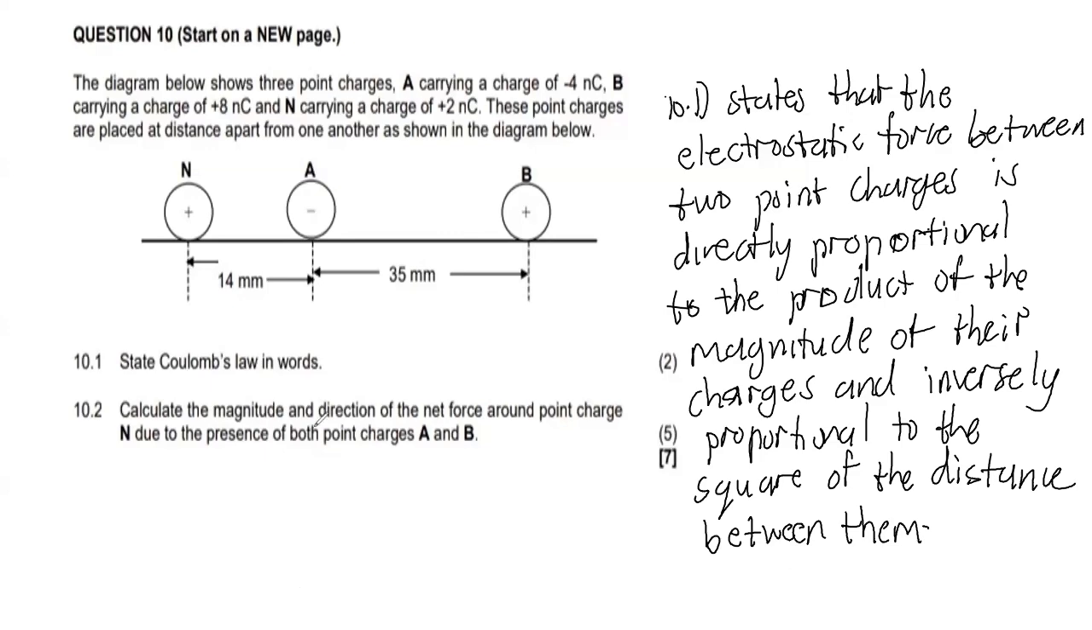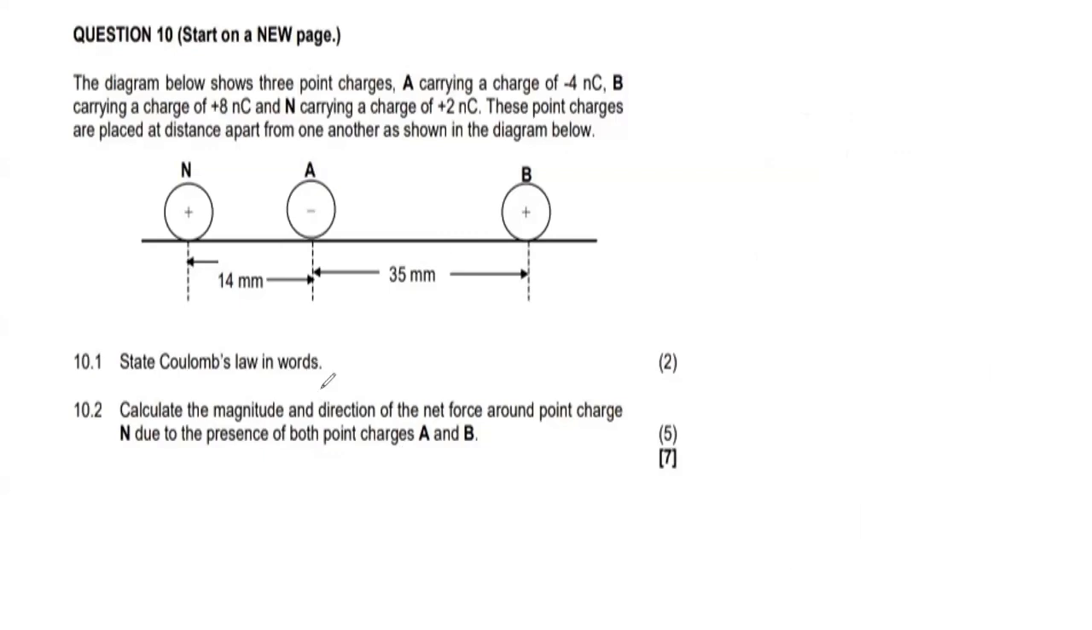Now, we have 10.2. It says, calculate the magnitude and direction of the net force around point charge N due to the presence of both point charges A and B. Right. So this is how you calculate that one. Let's first start by calculating the electrostatic force of N due to A. The first thing that we want to do here is draw a free body diagram to show the electrostatic force that will be experienced by N due to both these charges.